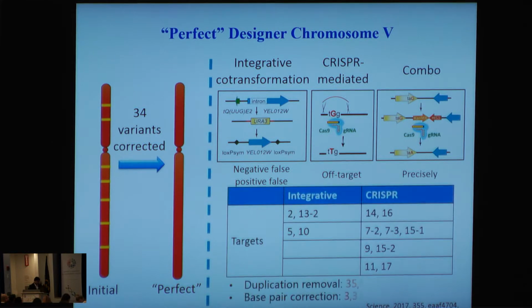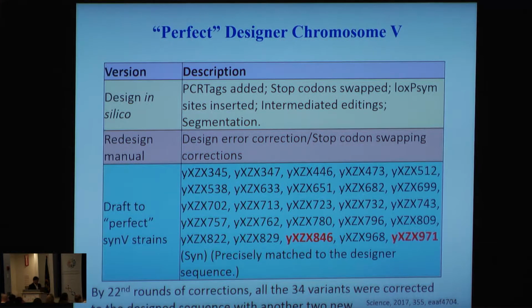During the repair process, in some cases, for each round of corrections, we can get 3 variants corrected. Sometimes we get 2, so it's pretty efficient. And finally, by about the 22nd round of corrections, all of the 34 variants were corrected to the designer sequence, with another 2 new variants. So we spend more time to repair all of them.